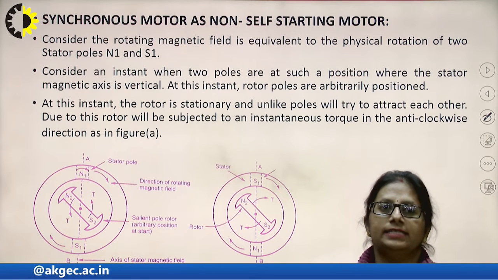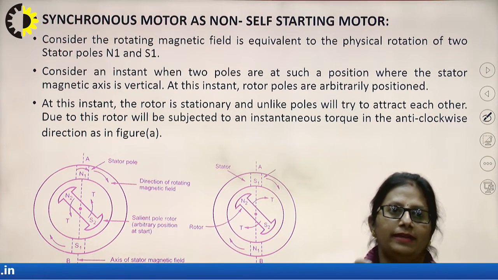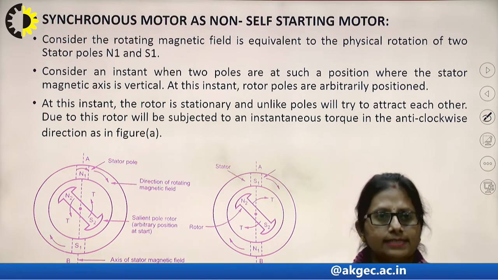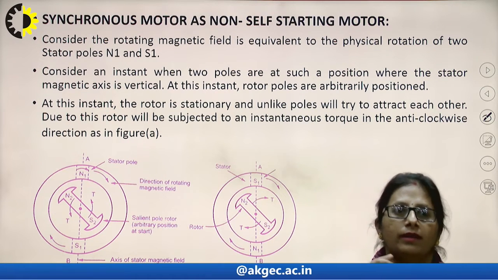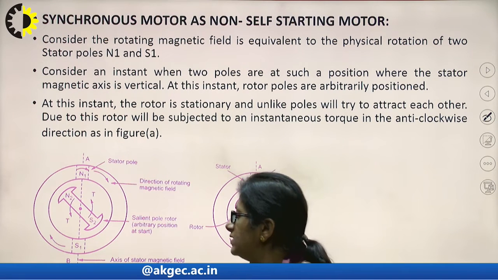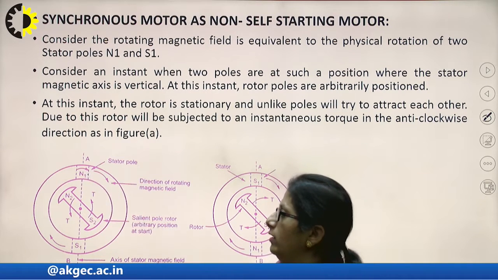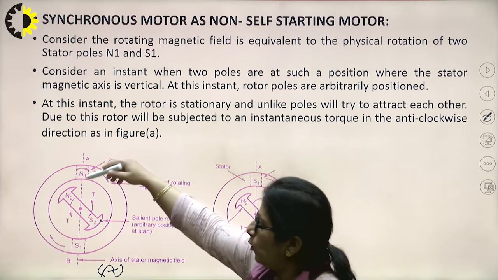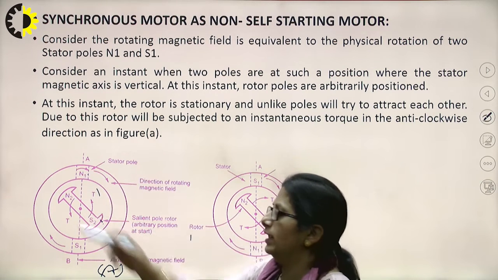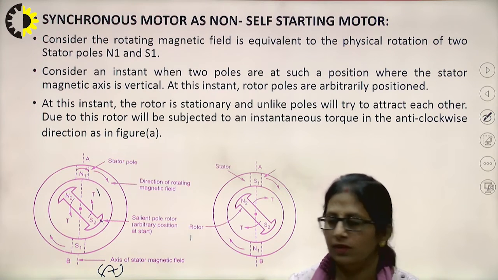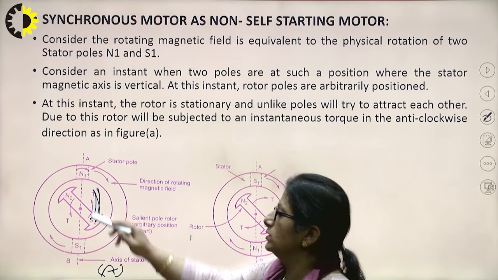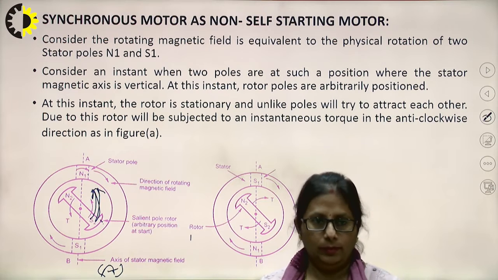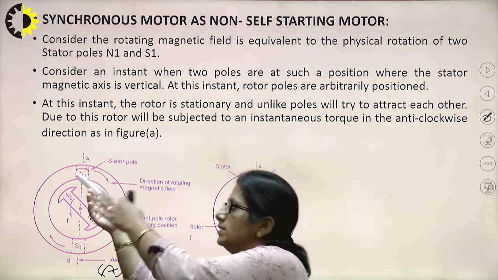Now, consider an instant when the two poles are in such a position that the stator magnetic field is vertical, and say the rotor poles are arbitrarily positioned. At this instant, the rotor is stationary and unlike poles will try to attract each other. Say this is figure A. The north pole is over here for the stator and the south pole for the rotor is over here. So what is going to happen? The opposite poles are going to get attracted, or I may say the like poles will have a force of repulsion. Because of the force of attraction between the opposite poles, the rotor will try to rotate in the anti-clockwise direction. There will be a force of attraction which will drag this rotor towards itself.